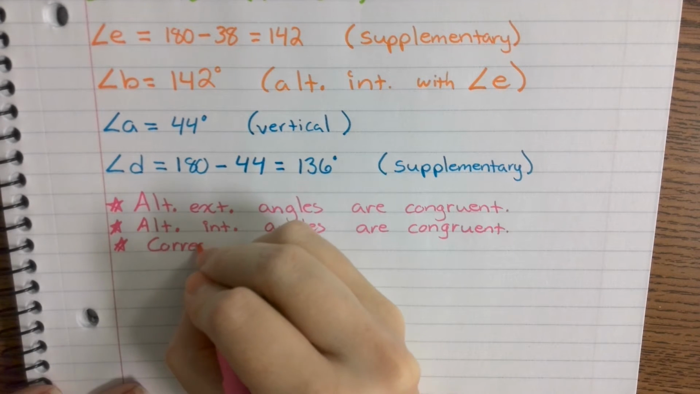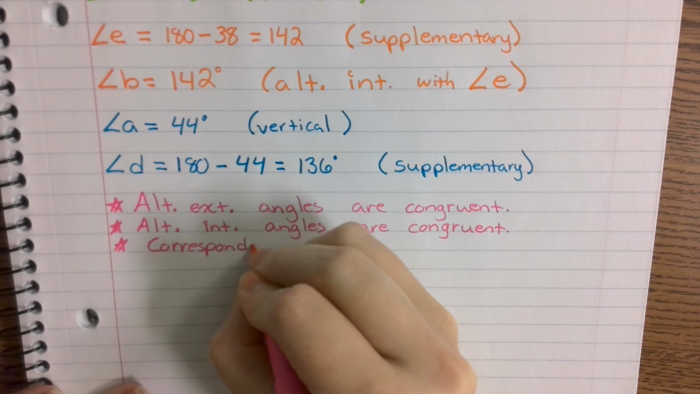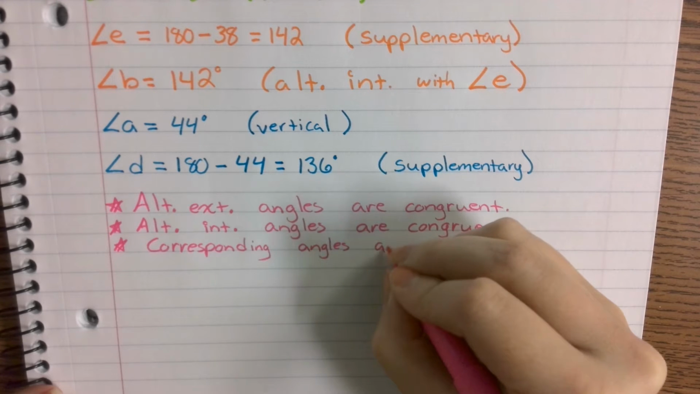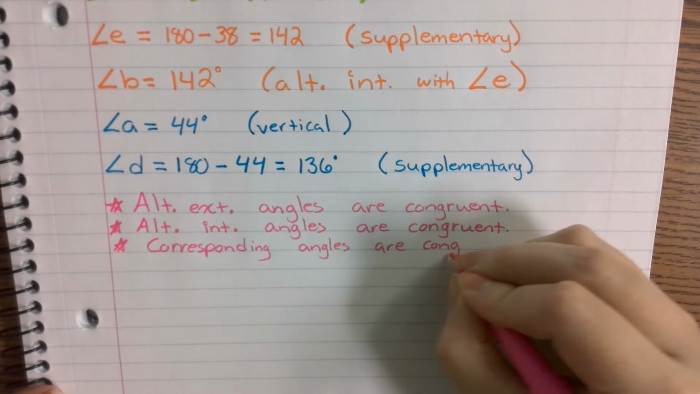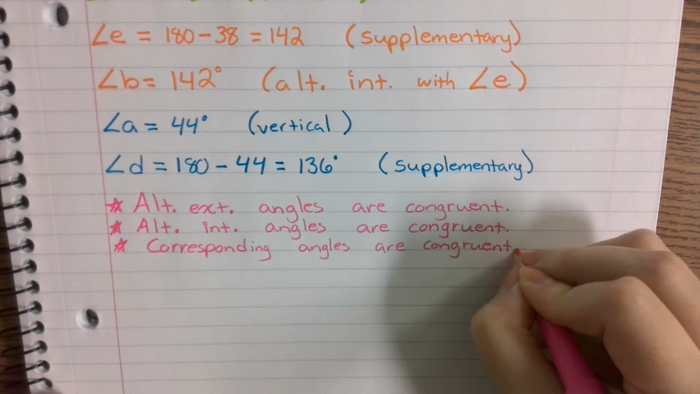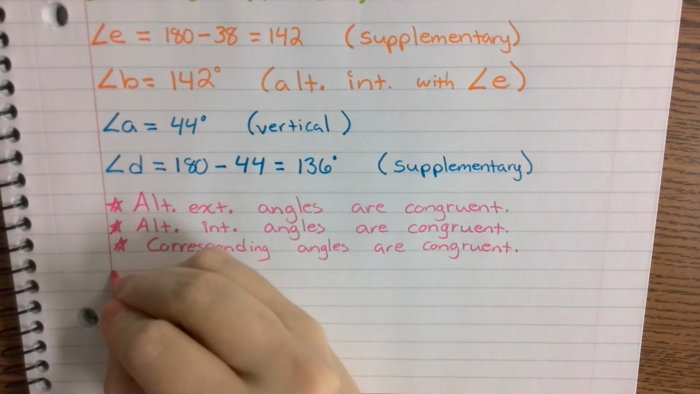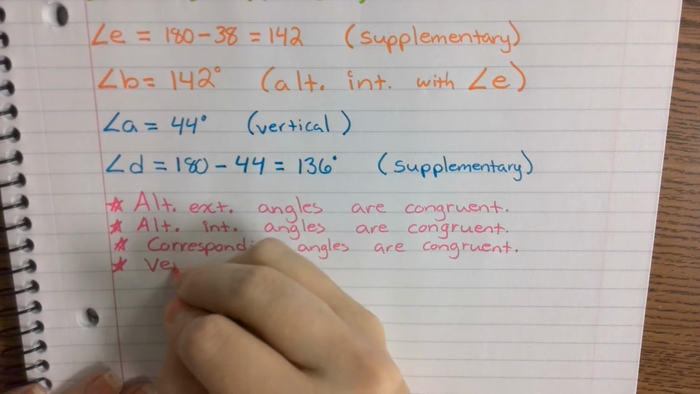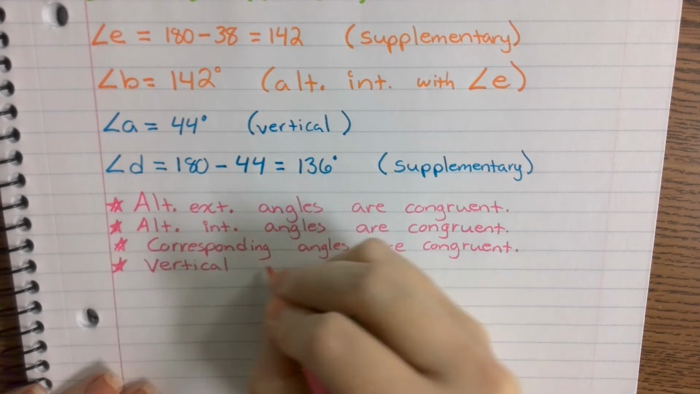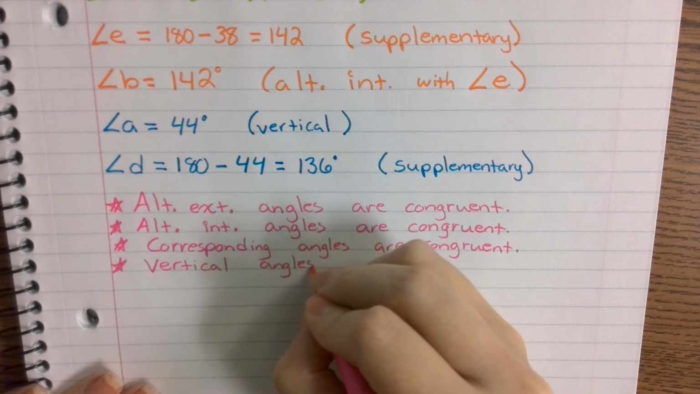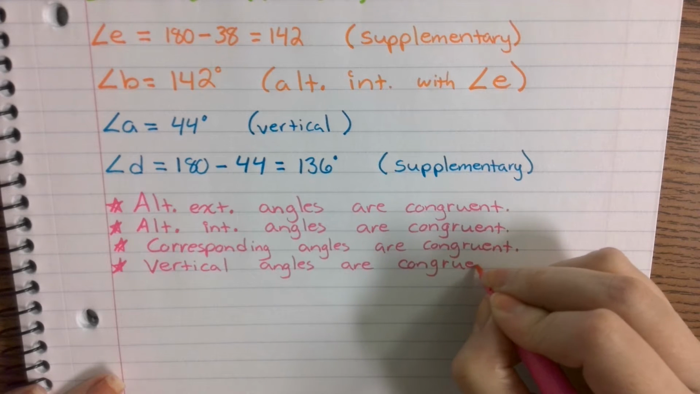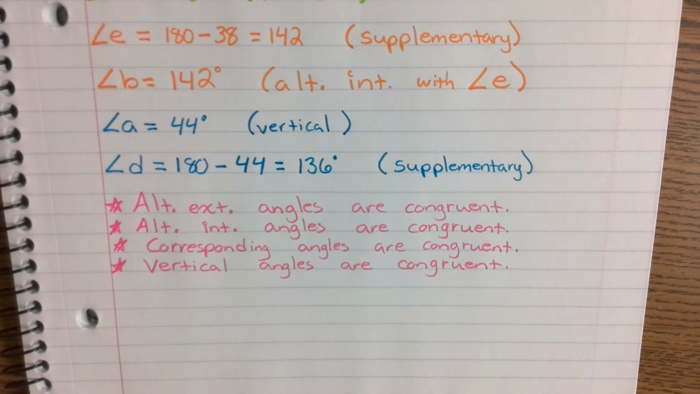Corresponding angles are congruent. So we have a lot of angles that are congruent with each other. One that we've been talking about for a week now, vertical angles. Vertical angles are congruent. And then here's what I was mentioning before.